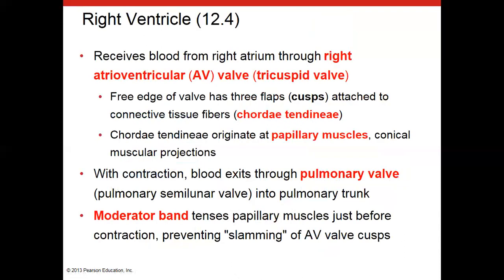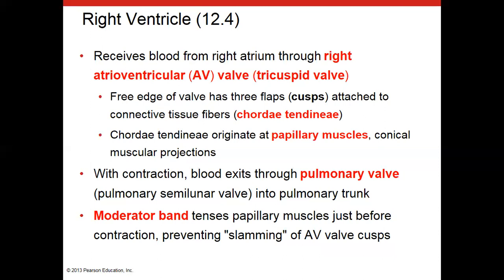The right ventricle receives blood from the right atrium through the AV valve, something I mentioned. It's also called a tricuspid valve. It has three cusps, three flaps to the valve of just connective tissue. And there are little tendinous cords, tendinous fibers that connect the cusps of the valves down into the ventricle. They're called chordae tendineae, and they anchor the cusps of the valves in place so the cusps don't flap back up into the atria and allow blood to flow in the wrong direction.